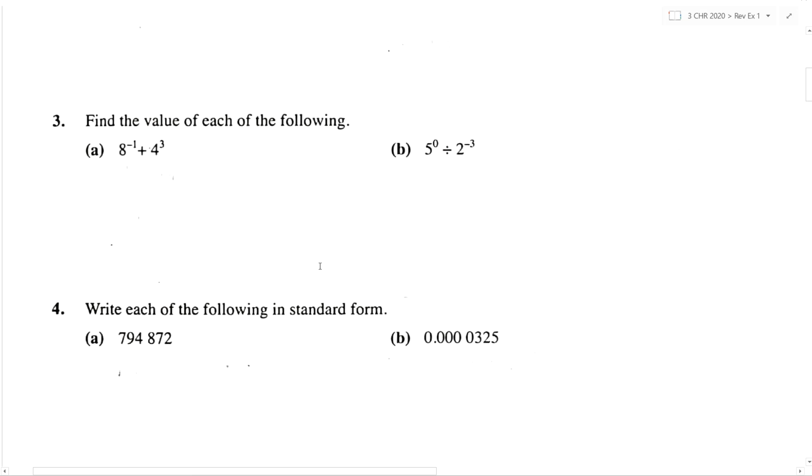Okay, next one. 8 power negative 1 plus 4 power 3. So if you look at the way I do it, am I using a lot of brain power? No, it's just using the calculator only. Okay, so 64 and 0.125. How much is 0.125?